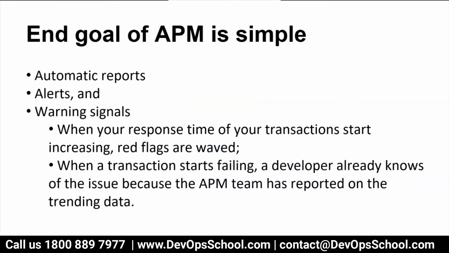So the end goal of APM is simple. You want the automatic reports, you want the alerts, you want the warning signals. Warning signals of what? When the response time of your transaction starts increasing, red flags are waved. When the transactions start failing, the developer already knows of the issues because the APM team has already reported on the trending data. So this is the goal of APM.